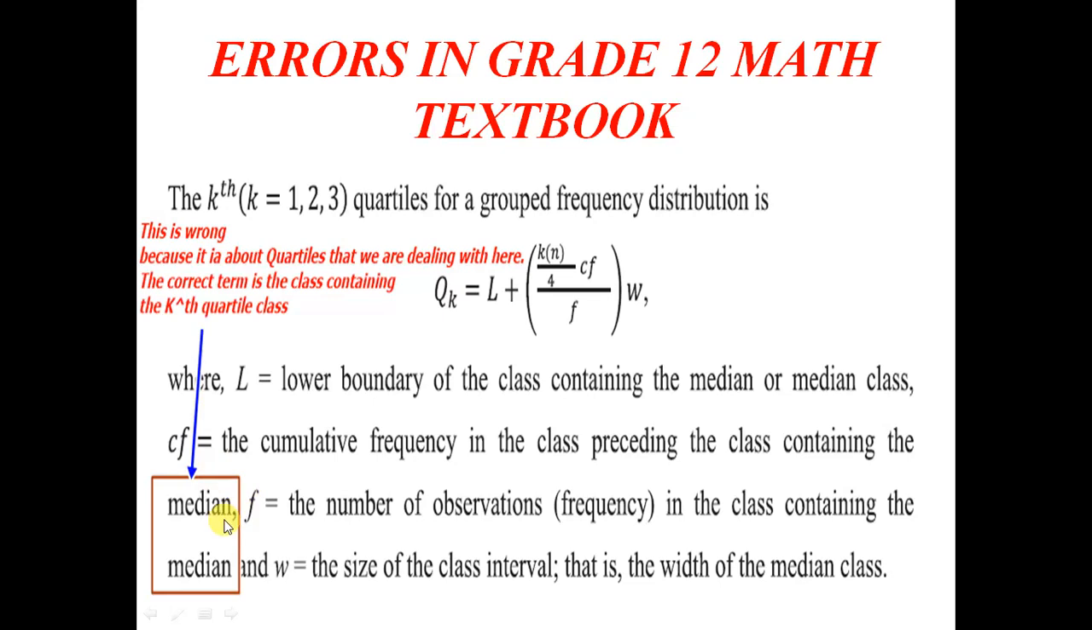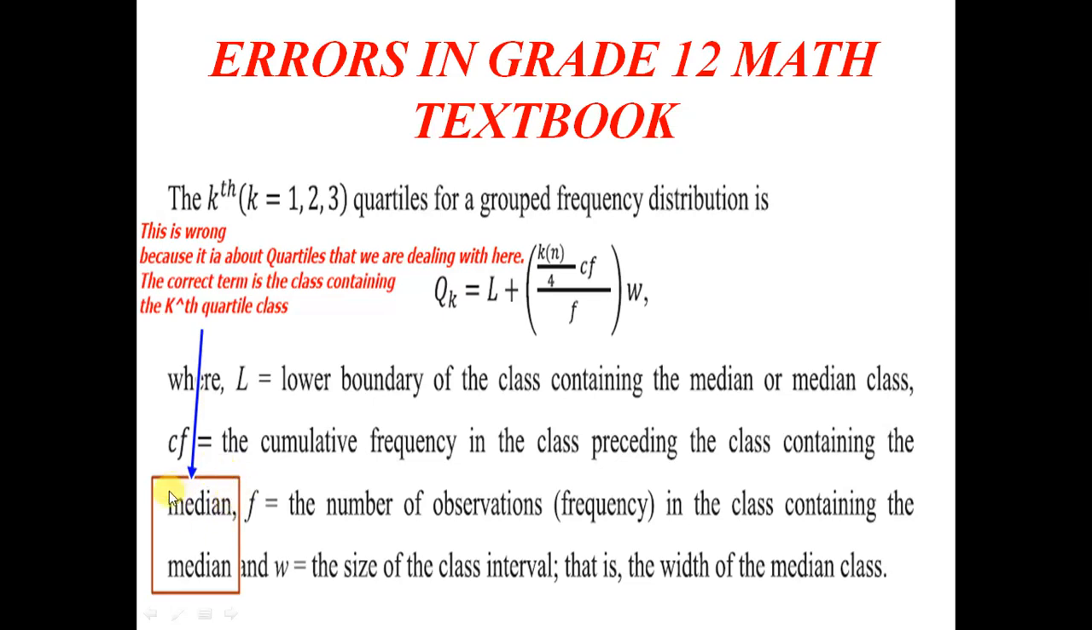It says CF, the cumulative frequency preceding the class containing the median. It says the median, but the correct word should be the kth quartile class, instead of median, because this serves only the median for ungrouped data. For group data, the correct one here is the class containing the kth quartile.